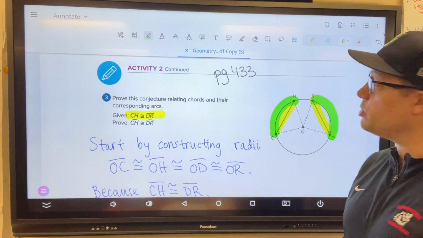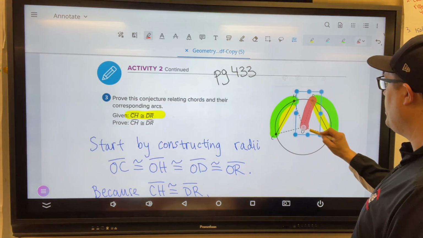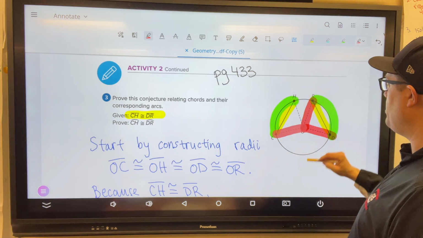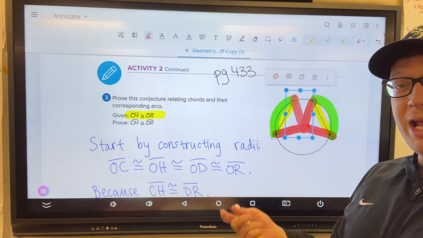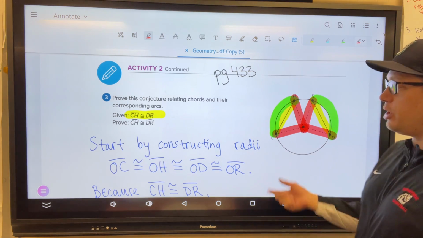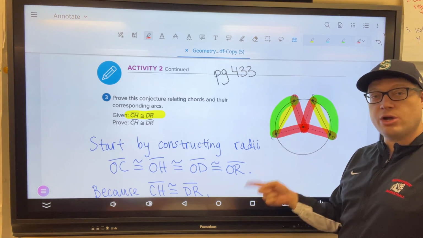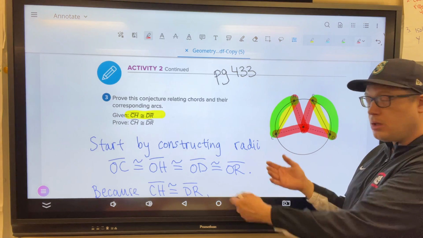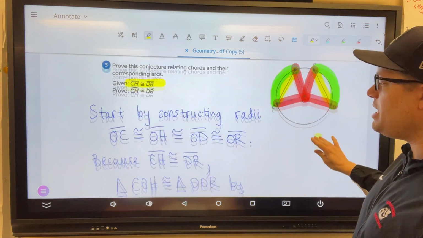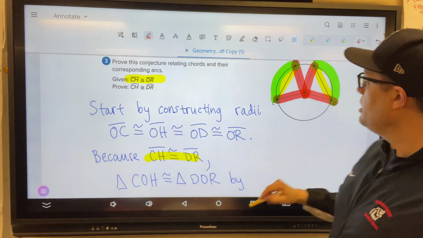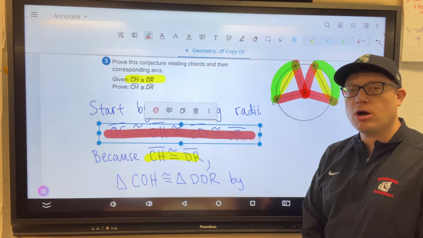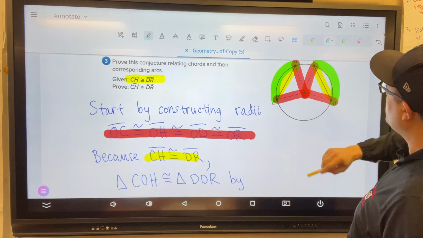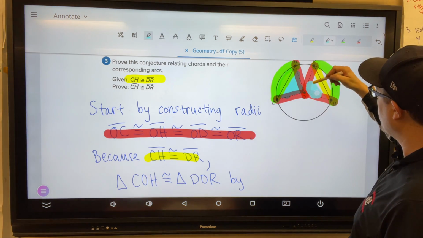One thing that we should do is construct radii. That seems to be a fact in all of the problems that we've done. There has been some element of constructing radii throughout the diagram. So we're going to construct OC, OH, OR, OD. They're all congruent because they are radii of a circle. We also know that CH and DR are the same. And so if we know that CH and DR are the same, they actually end up creating congruent triangles. A triangle like right here and a triangle like right here.